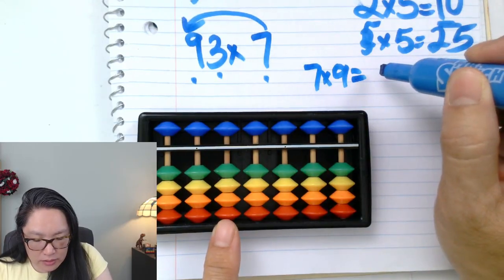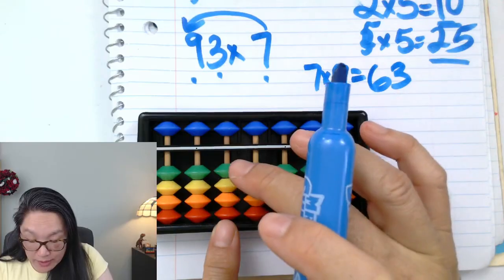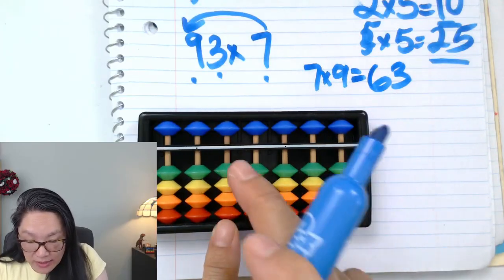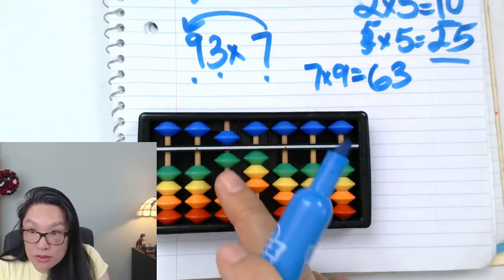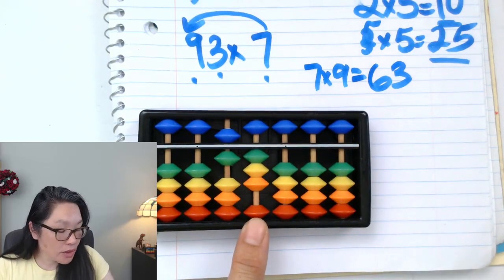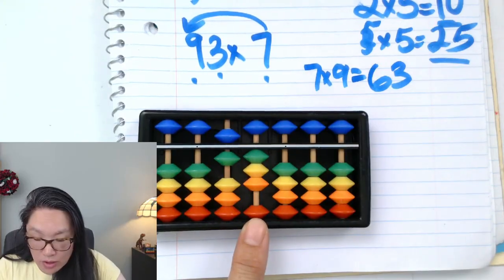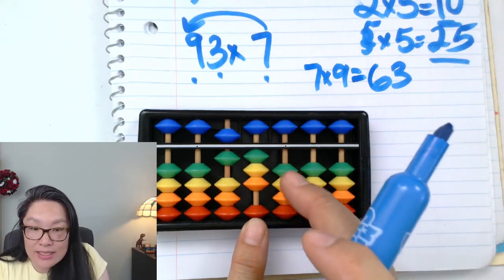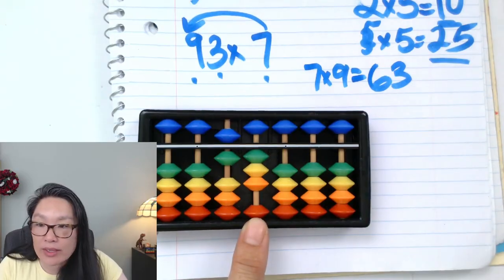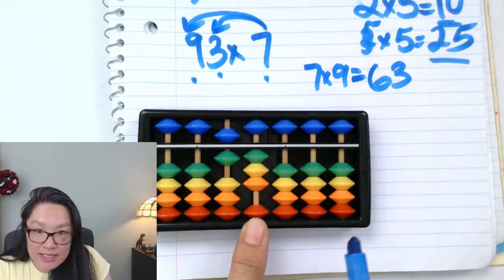63. Yeah, I just had a brain fart. Sorry. 63. So I'm going to add 60. So I add my 6 here and I add my 3 here. Notice how I add. I don't say 630 because why? Because the abacus does it for me. So I don't need to worry about the hundreds. Does that make sense?